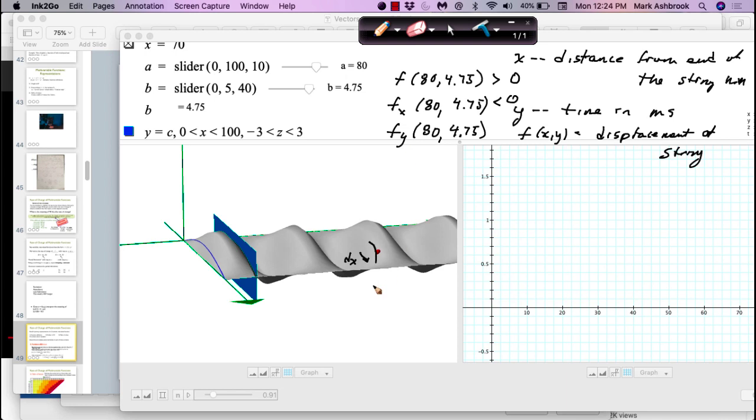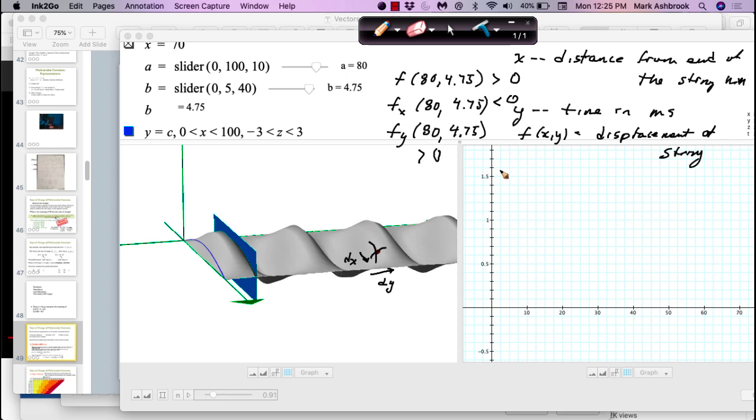All right, what about partial with respect to y? So partial with respect to y is this way. That's a horizontal change in y at that point. What will happen to z? Going uphill, right? Aren't we going uphill there? Therefore, partial with respect to y is? Okay, does this make sense to everybody?